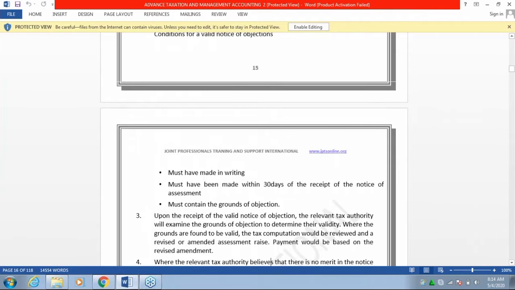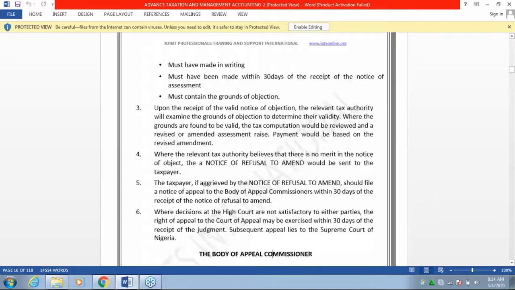One, such a thing has to do what? It has to be in written form, and it must be made within 30 days of the receipt of the notice of the assessment. Likewise, it must contain the grounds of objection. That is, when you are talking of these grounds of objection, the reasons why you should not pay up to that amount. Those are the conditions.